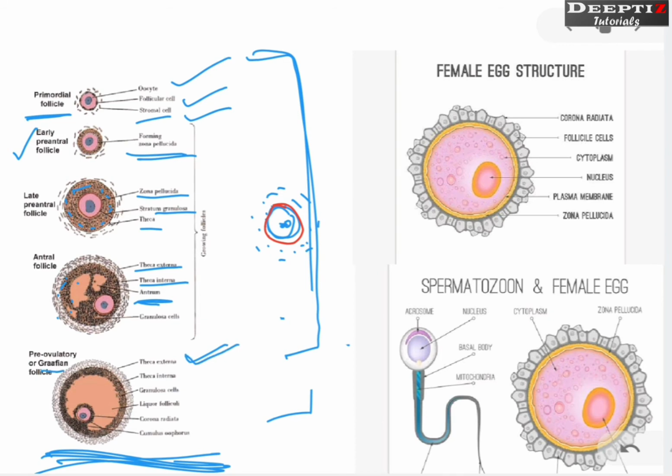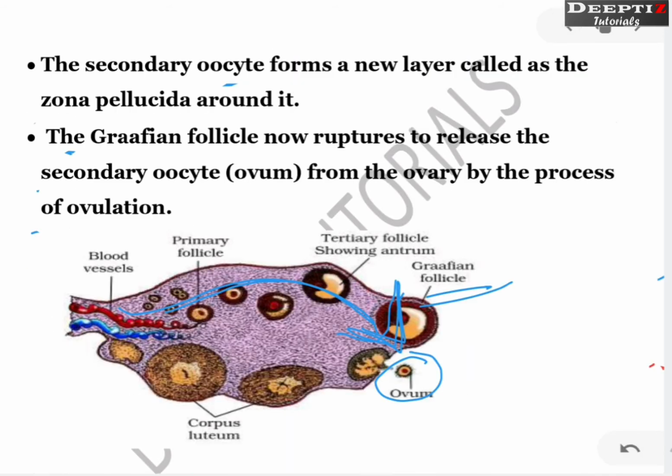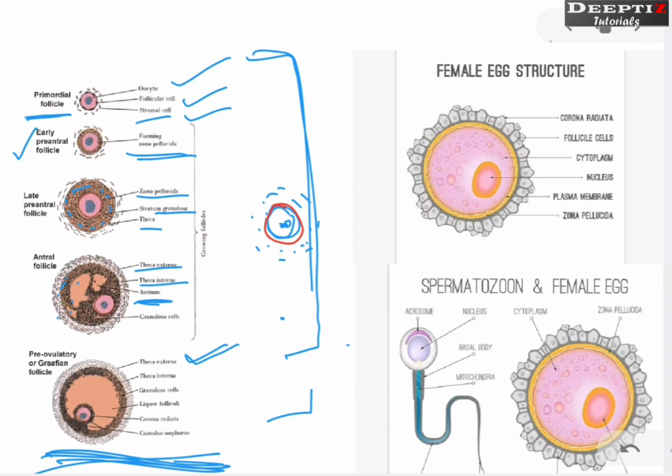This is the graafian follicle. Note the structure of the ovum, right? Please understand, we are talking about this complete structure which is ready for ovulation. That structure consists of theca externa, theca interna, then granulosa cells or follicle cells. Then the liquor folliculae. What is this liquor folliculae? What fluid is there in the antrum? This cavity is called the antrum, and the fluid present is called liquor folliculae.